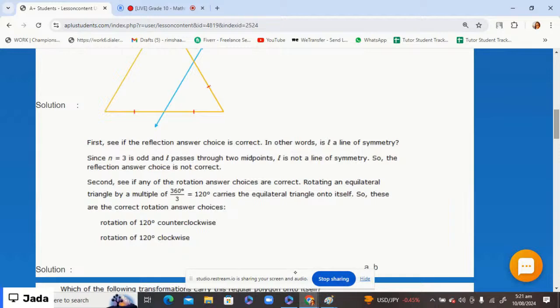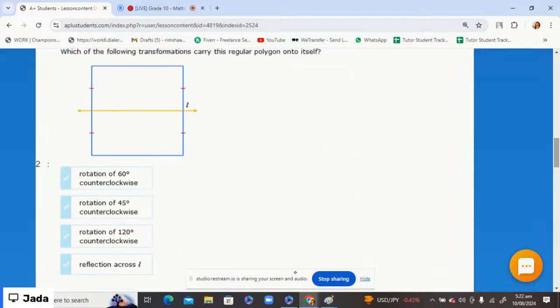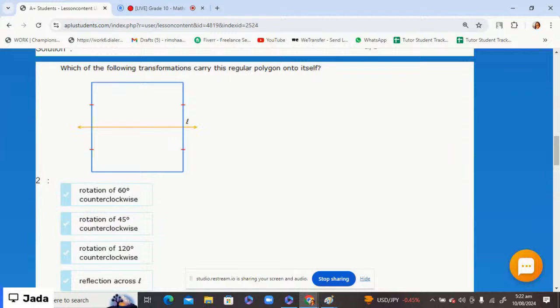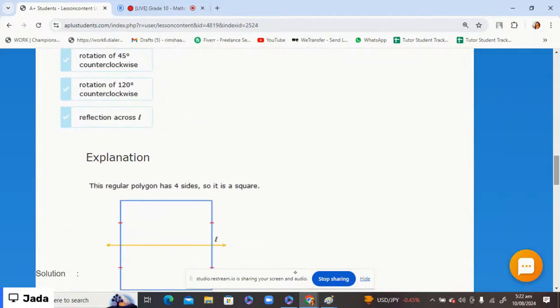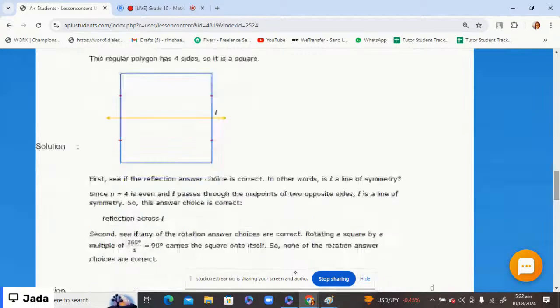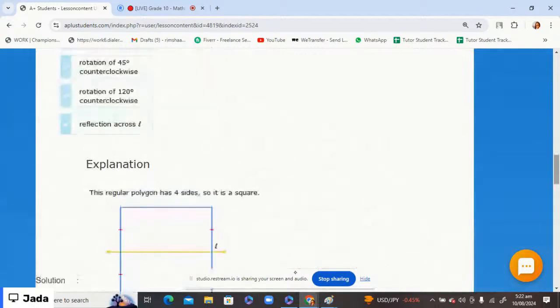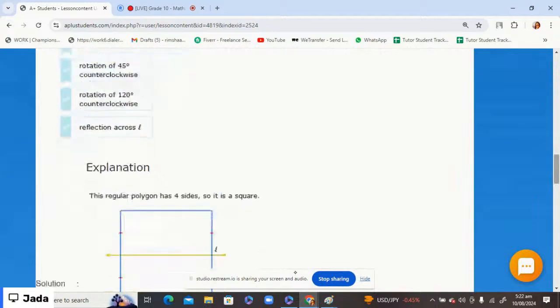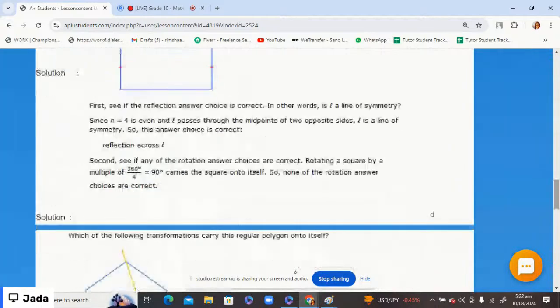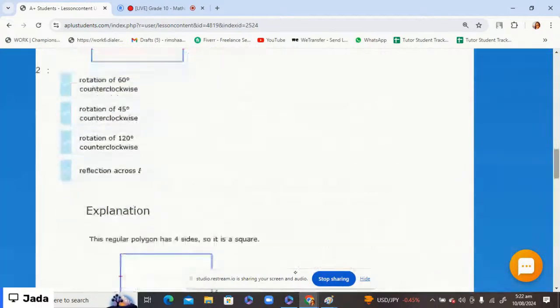Let's do the next. Look at here. Which of the following transformations carry this regular polygon onto itself? Which kind of polygon is it? This is basically a square. All sides are the same, we can say that. How many total angles? 360. How many total sides? 4. Divide it: 360 divided by 4, we get the answer 90.